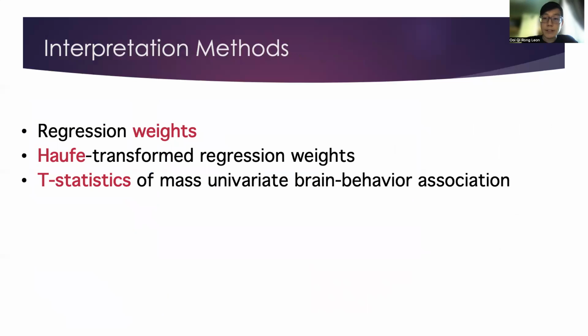We then looked at 3 ways of calculating feature importance. In the first, we use the regression weights. Secondly, we use the Hopf transform regression weights. And lastly, we use the t-statistics of mass univariate brain behavior association. So let me go through these methods in more detail.